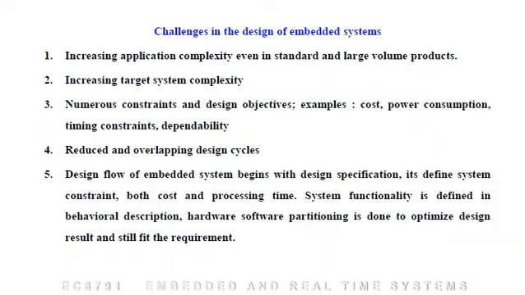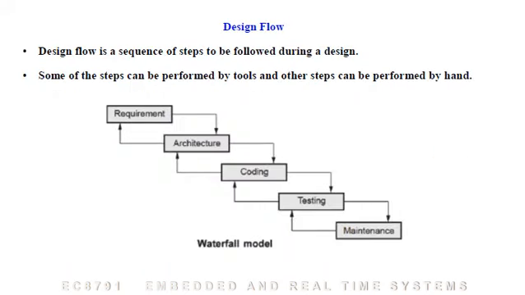The design flow of an embedded system begins with the design specification, which defines system constraints, both cost and processing time. System functionality is defined in a behavioral description. Hardware software partitioning is done to optimize the design result and still fit the requirements. Design flow is a sequence of steps to be followed during a design. Some of the steps can be performed by tools and other steps can be performed by hand.